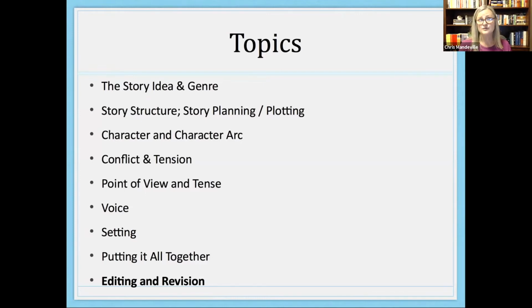Some of the other tools we looked at: character and character arc and how to develop those. We've talked today about conflict, tension, how they're different, how they work together, why they're important. Point of view and tense, how they work together and how they're different, but work hand in hand, and how you might be able to choose yours.